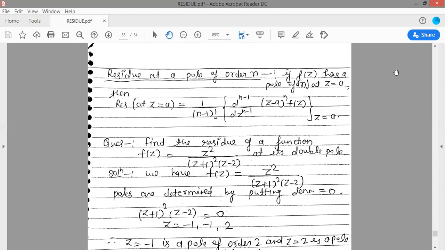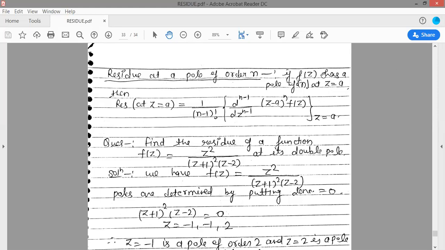Now next is residue at a pole of order n. So we have discussed the simple pole residue. Now the second point is residue at a pole of order n. So first we have the pole of order n definition. It means if a minus m does not equal 0 and you are getting m is equal to 2, then we can say this is a pole of order m, or pole of order 2. That means we should have more than one power.